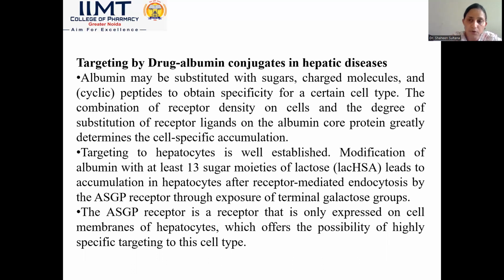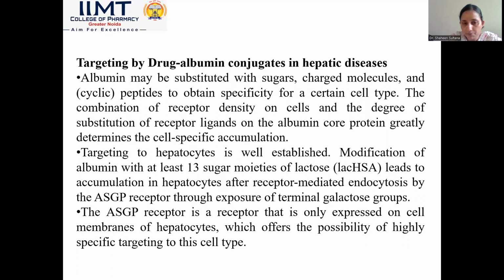It means what molecule you are incorporating, and how much of the ligand you are incorporating. It is capable of targeting a particular molecule, a particular receptor. The density of a receptor, how much density of a receptor is available, all this determines how much drug will be accumulated. For example, the targeting to hepatocyte is well established.